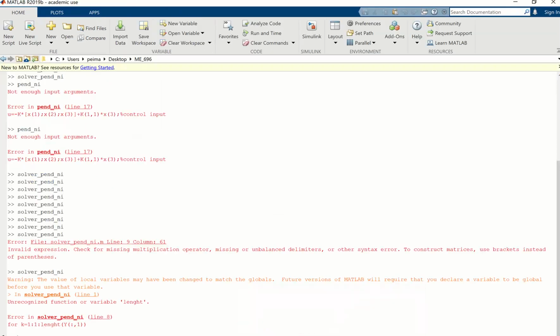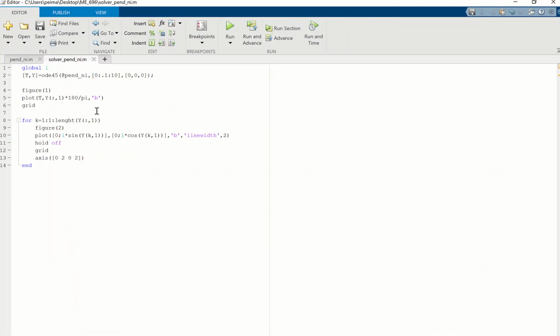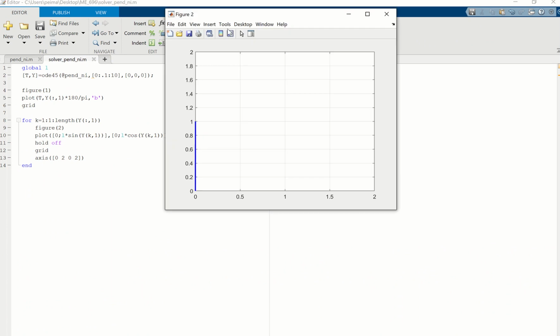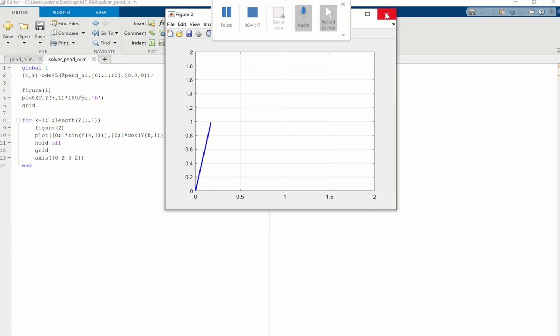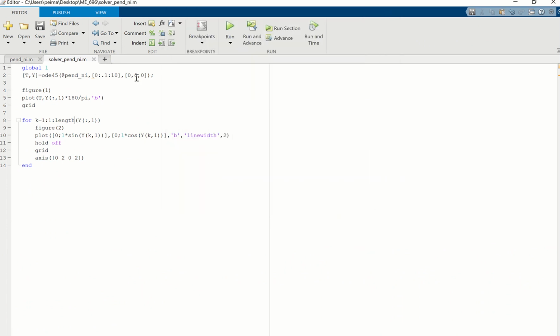Oh, another problem. Hold on, links. I have a typo in links. TH. Okay, links. So let me see how it looks like. See? Oh, starting from 0 and stops at 10 degrees. Here we go. You just made a simulation of your controller.